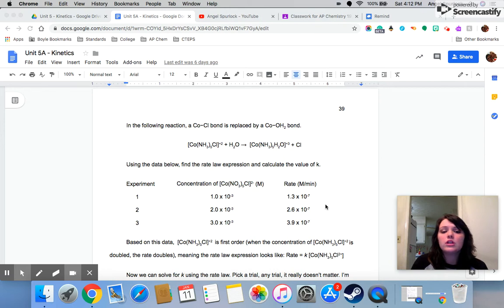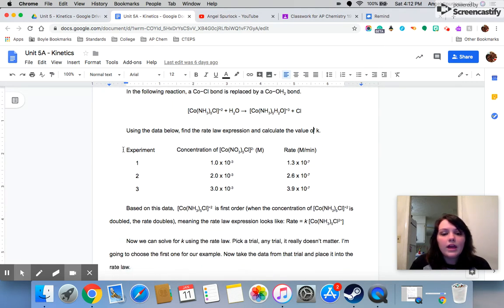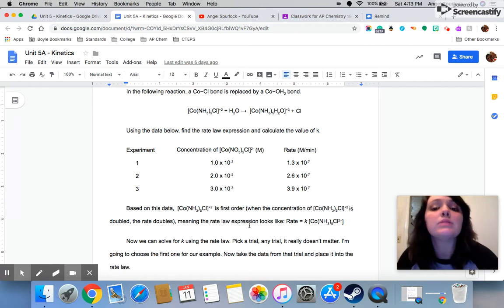In this reaction, a cobalt and chlorine bond is replaced by a cobalt and hydroxide bond. Okay, and you can see it looks pretty complicated, but it's a simple single displacement reaction. And then here we have all of this information because the question is asking us to find the rate law expression, which is just another way to say what is the rate law for this reaction, and calculate the value of k. This is a very common question on the AP exam, to ask you to do both of those things at the same time.